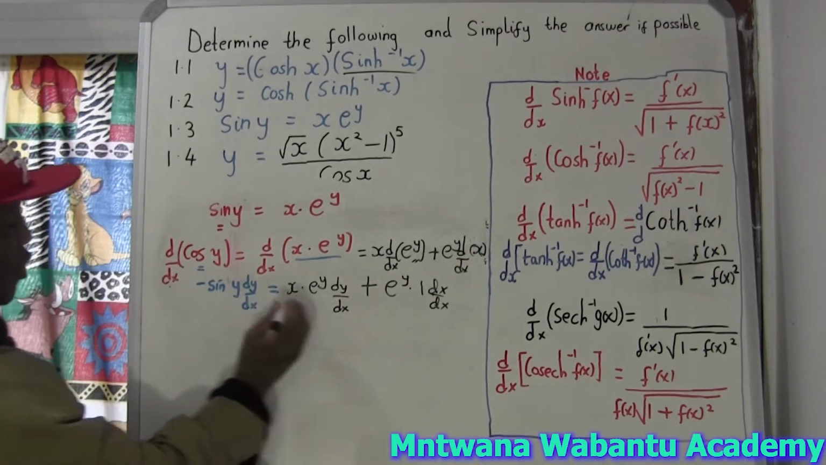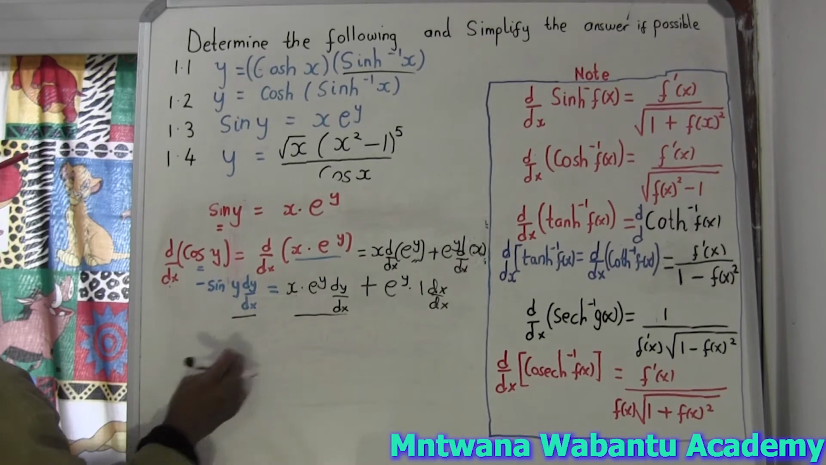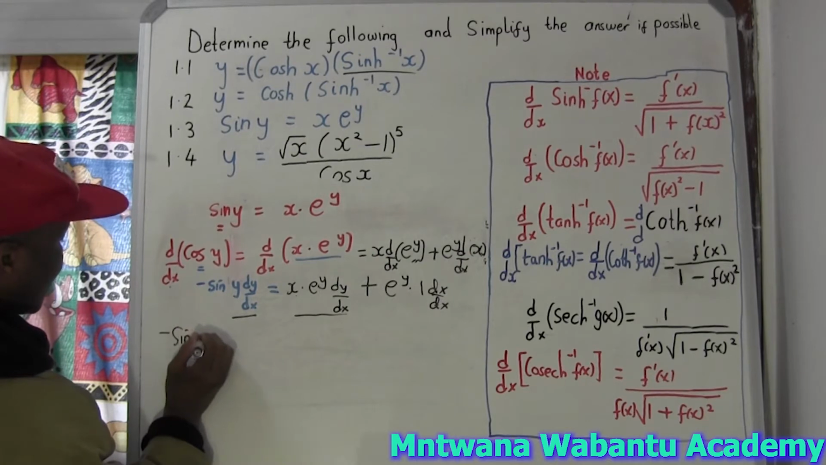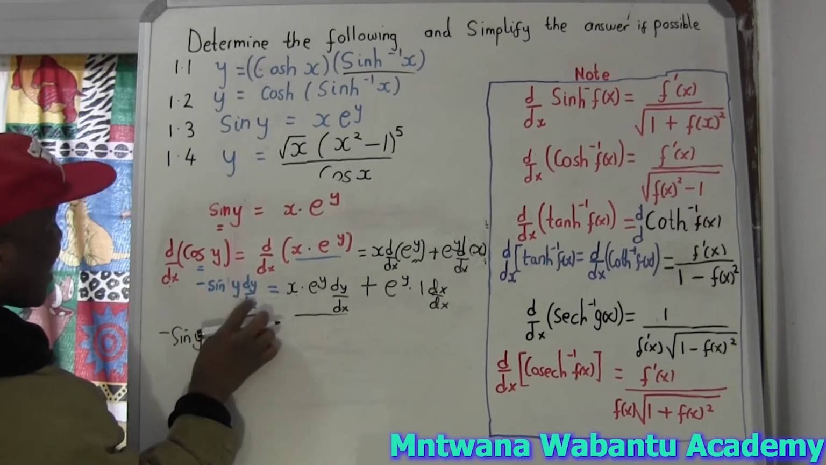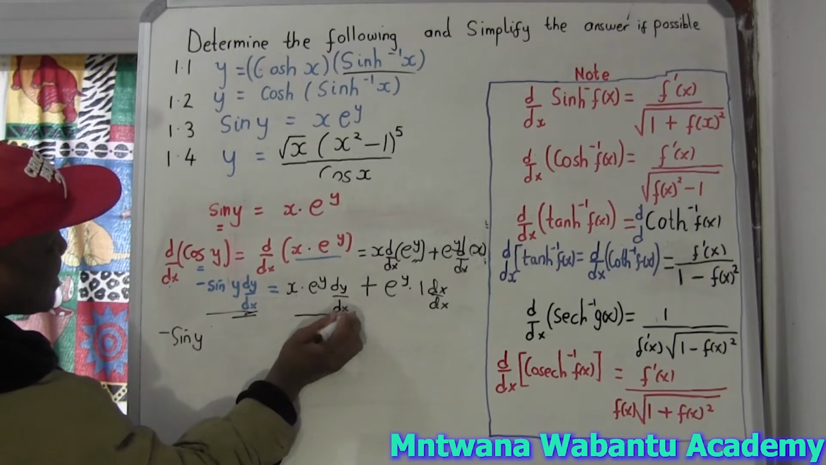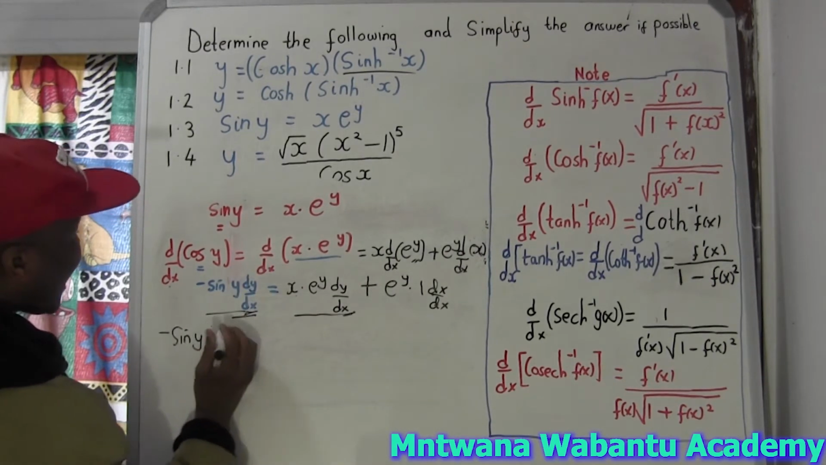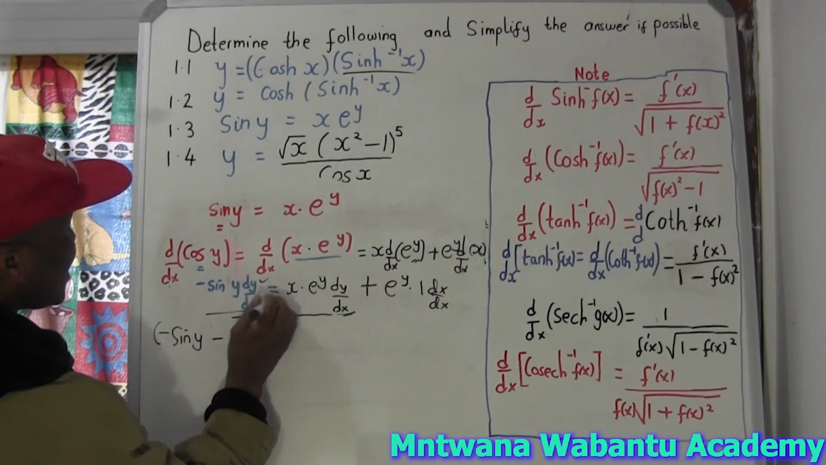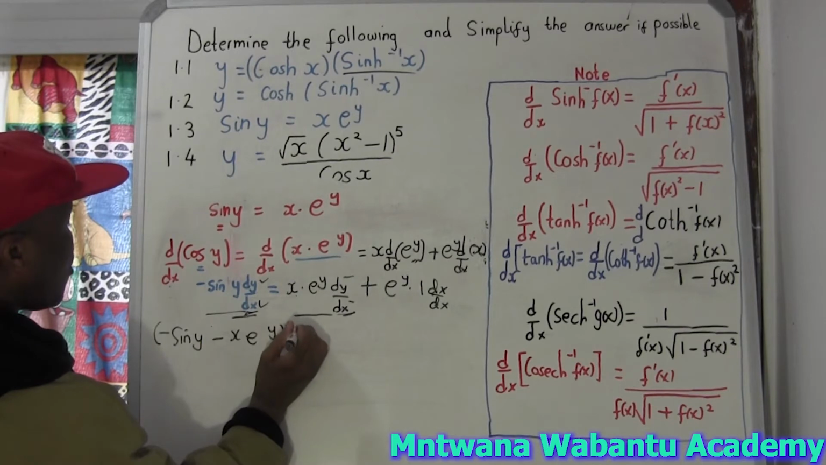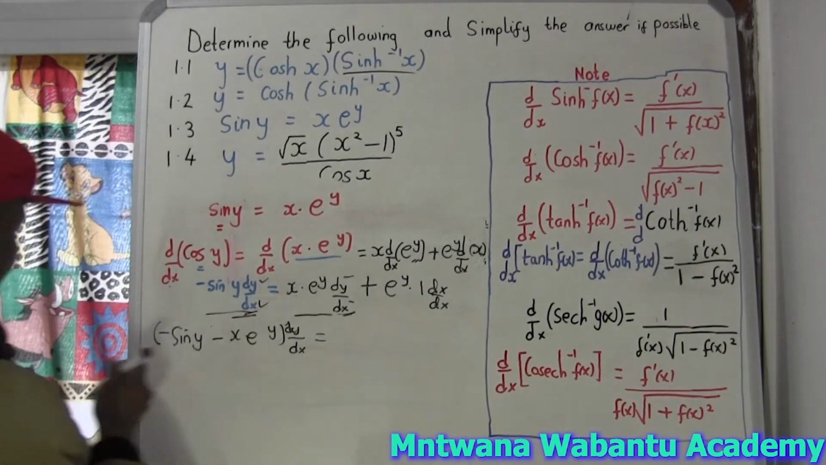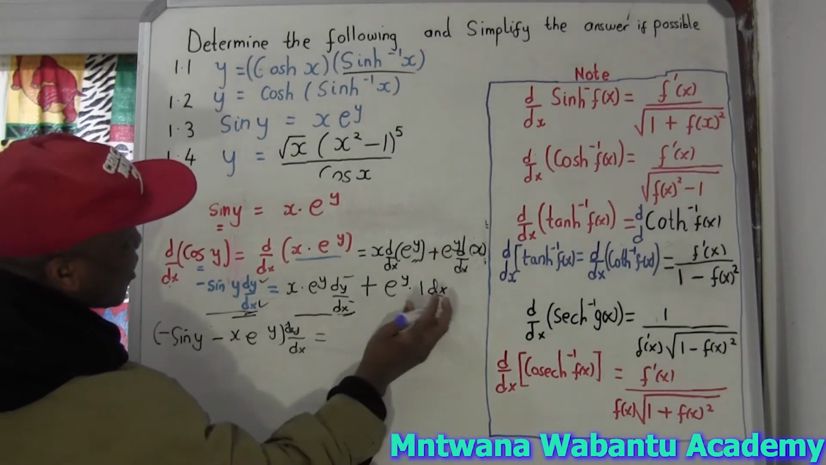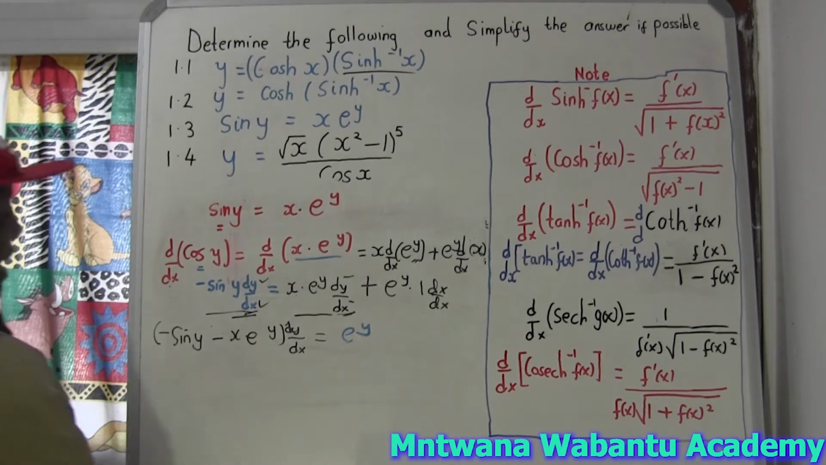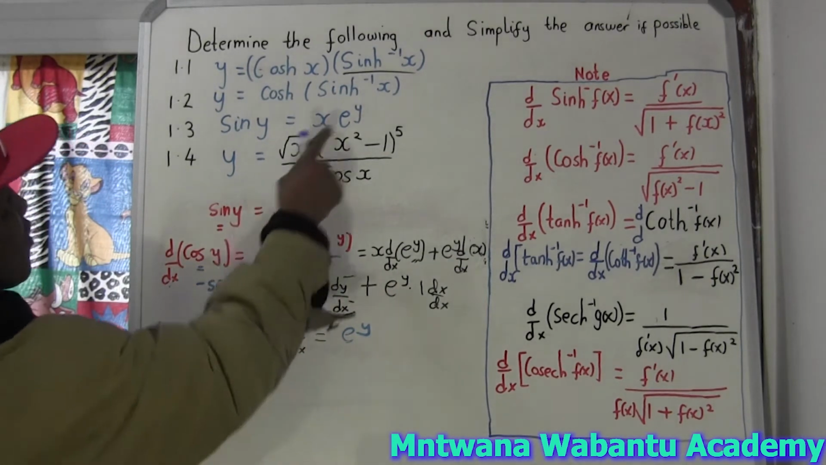Okay, so now I want to make dy/dx the subject. I can take the negative sine y dy/dx term over here, or I can take dy/dx out, because both of them have a dy/dx. So it's going to be negative sine y minus x e^y, and dy/dx comes out here. Now we come here, it's just e^y because dx/dx equals 1. Okay, cool. I want to make dy/dx the subject because I want to get dy/dx.